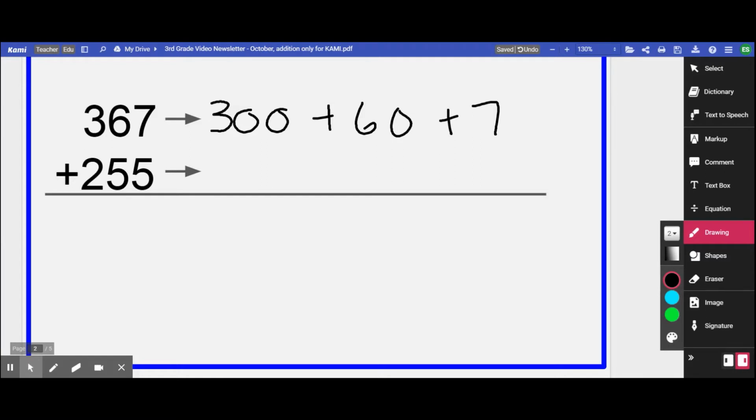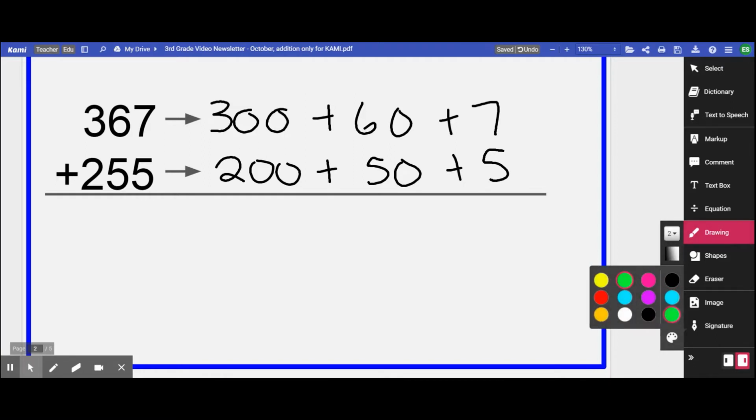Then I'm looking at the second addend, 200 plus 50 plus 5, as I am breaking apart or decomposing the number 255. Just like when we are adding using a standard algorithm, we always want to start in the lowest place value, so the ones place. I know that 7 plus 5 is 12.